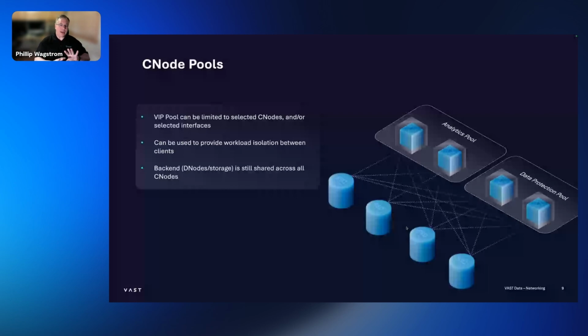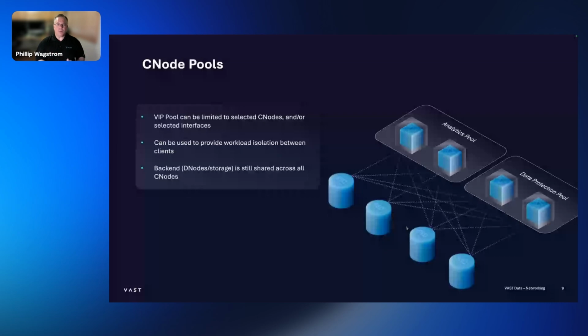So you can do that to provide this kind of isolation, where you would dedicate certain CNodes to certain purposes and certain VIP pools. And this gives us a very crude way of doing quality of service guarantees. We do have other methods of doing quality of service through network and throughput, but this will give us guaranteed performance on that.